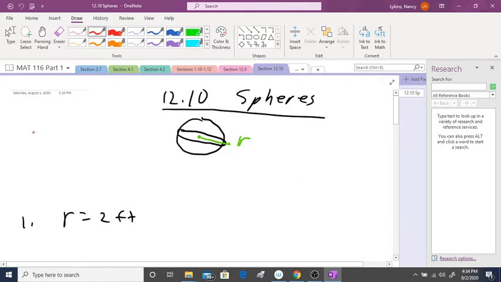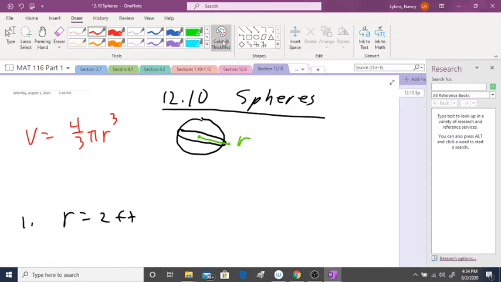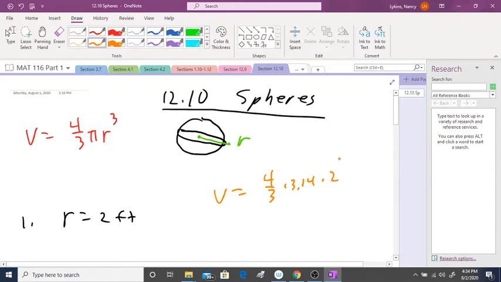Okay, so my volume, now this is going to be something different. We have been dealing with 1/3, but for the sphere, it's going to be 4/3 pi radius to the third power. So the only thing we really care about now is the radius. So let's take a look at the first one. First one is pretty straightforward. You'd say 4/3 times 3.14 times 2 to the third power.